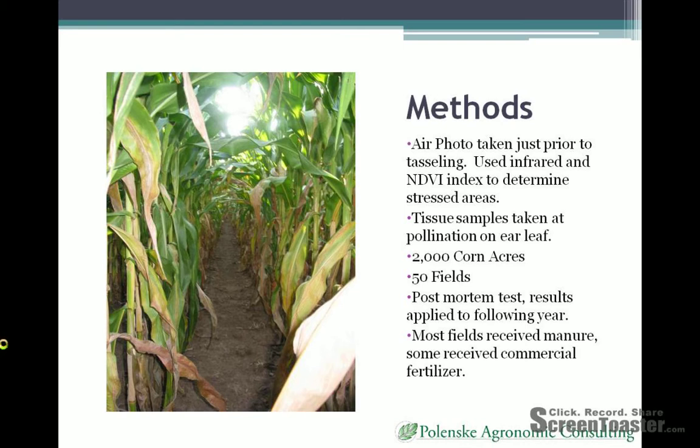There was one rescue treatment where we just applied nitrogen because the cornfield needed it, but most of them were okay, and the in-field scouting helped prove that. We used it for the following year to determine if we should add more nutrients or change up the fertility program. Most of these fields receive manure, and some receive commercial fertilizer.